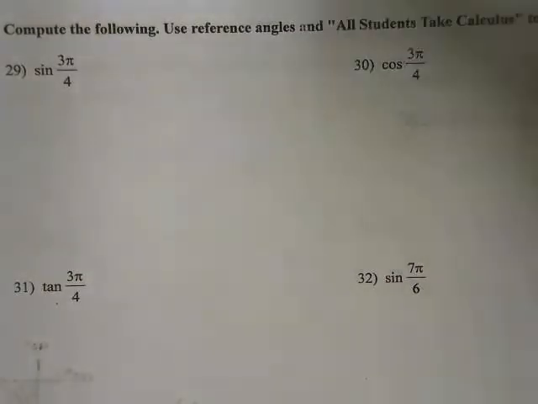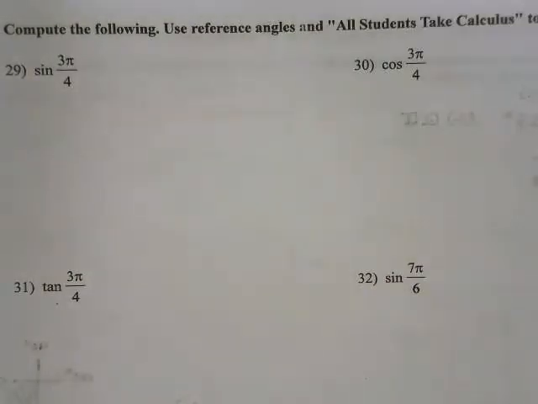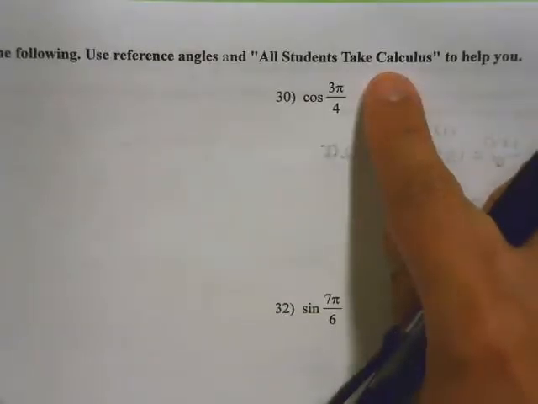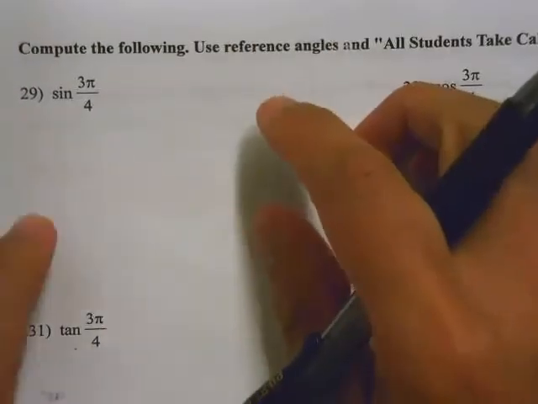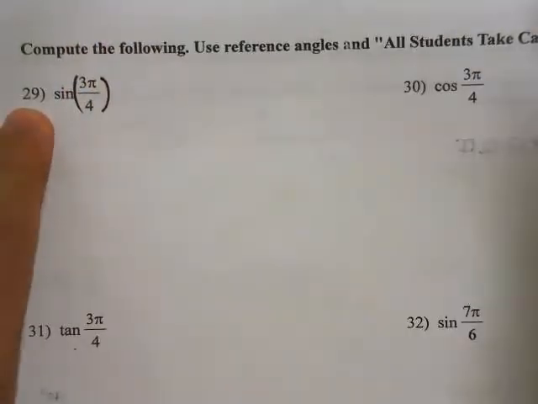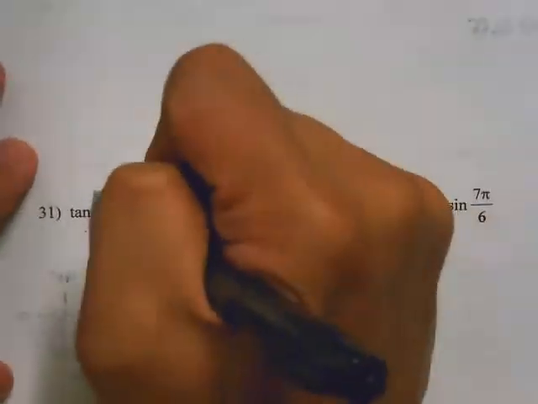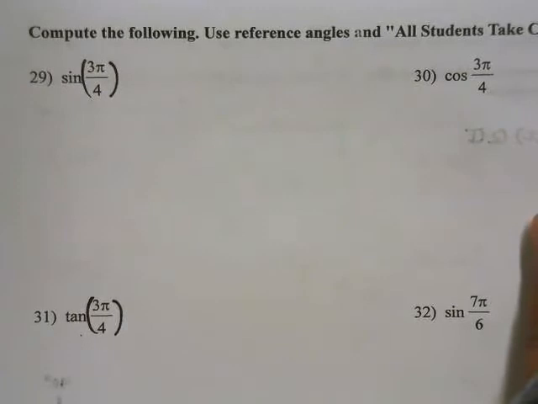Compute the following. Evaluate the following. It should be better worded. Use reference angles and All Students Take Calculus to help you, and I'm going to show you what that means. I like putting parentheses, so let's put parentheses on all of them, and we should be anyway. Okay, sine of 3 pi over 4.